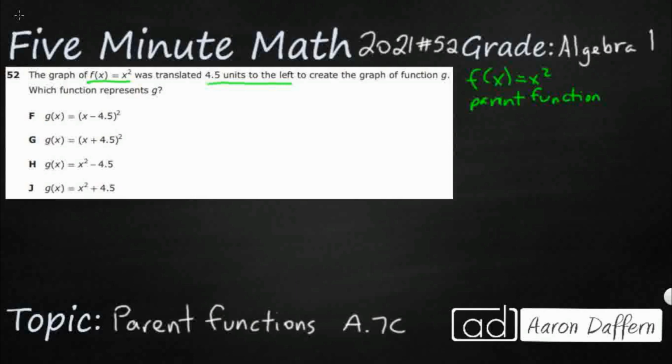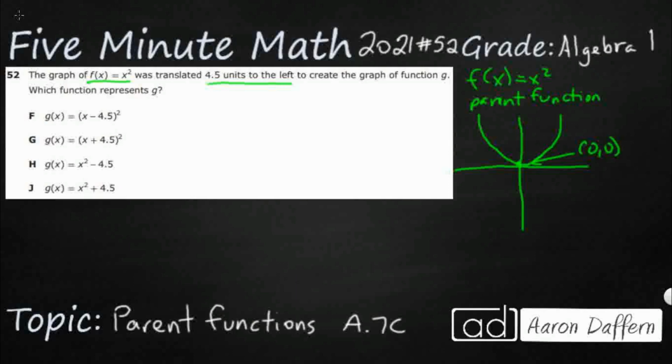This is the most vanilla function that we could possibly think of. Just a basic parabola. It faces up. It's perfectly symmetrical with the y-axis. And its vertex is right there at the origin. It's only got that one solution right there, 0. So that's it. That's your parent function, y equals x squared.